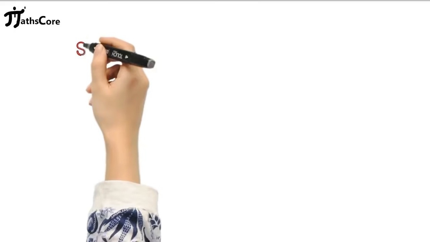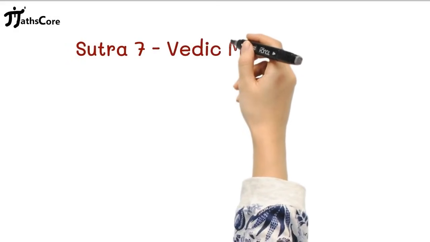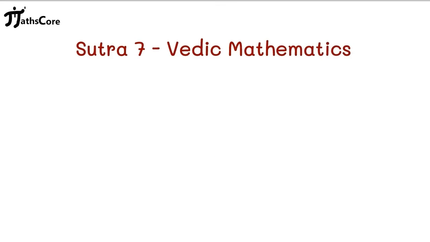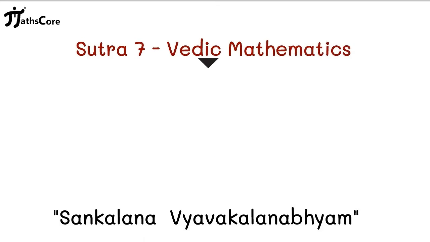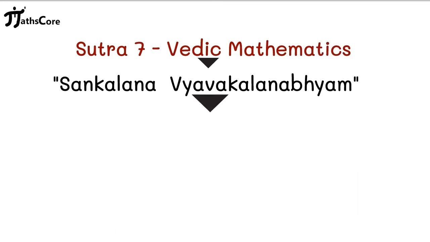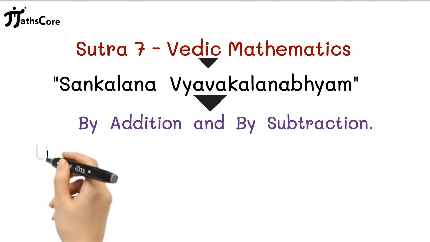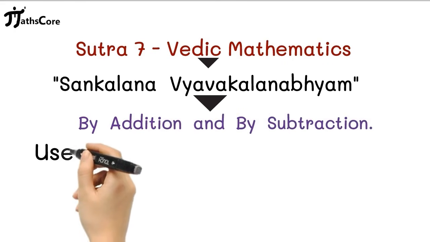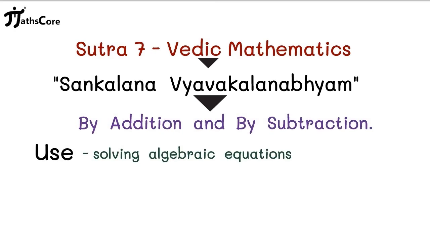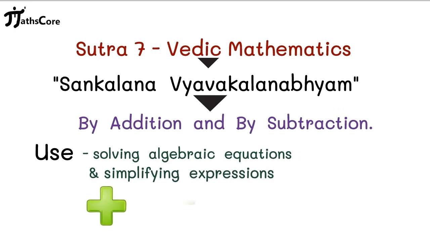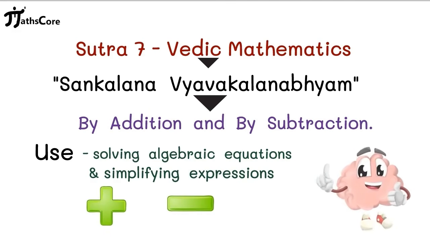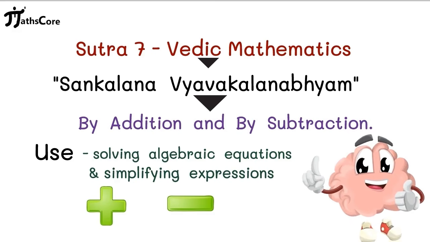Hello everyone, welcome back to Mathscore. In today's video, we are going to explore the 7th sutra in Vedic mathematics, which is Chalana Kalanabyam. This sutra translates to by addition and by subtraction. This sutra is primarily used for solving algebraic equations and simplifying expressions by utilizing addition and subtraction techniques. Here is a detailed explanation of the sutra along with examples.